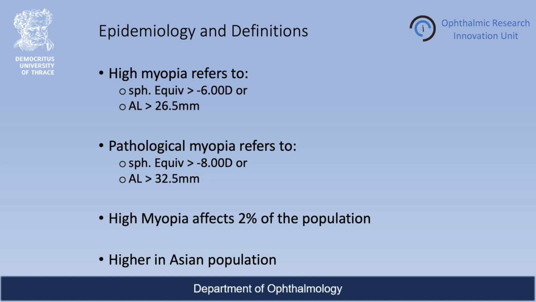Concerning the definitions, when we are talking about high myopia, we refer to spherical equivalence of more than -6 diopters or an axial length of more than 26.5 millimeters. When we are talking about pathological myopia, we refer to a spherical equivalent of more than -8 diopters or an axial length of more than 32.5 millimeters. We have to keep in mind that high myopia affects 2% of the population and it's higher in the Asian population.